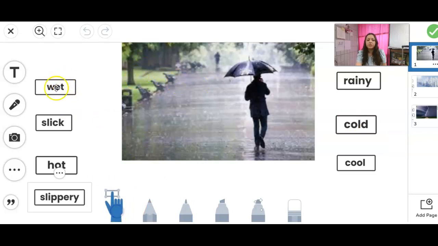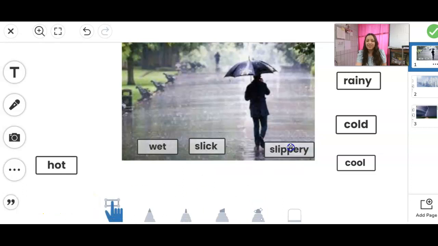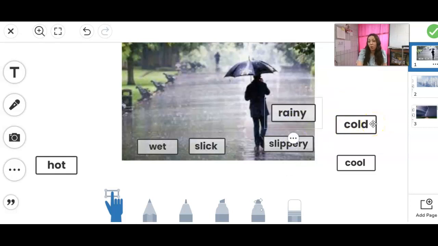So let's look over here. For example, I have the word wet. Is it wet? Yes, so I could add wet to my picture. Slick. Is it slick? Yes. What about hot? I don't really know if it's hot or not, right? What about this one? Slippery. Slippery, very good. How about rainy? Of course, it's a rainy picture. Cold. I don't know if it's really cold. I could say it is. It could be a cold day. Or I have cool. Usually when it's raining like this, it's going to be cool. So you could put that up there.